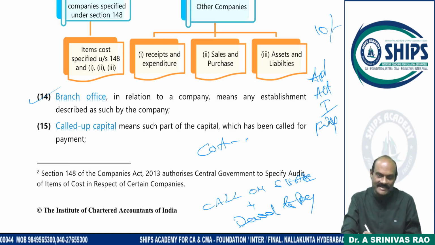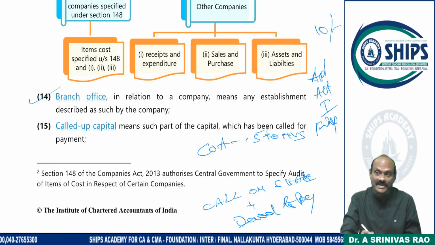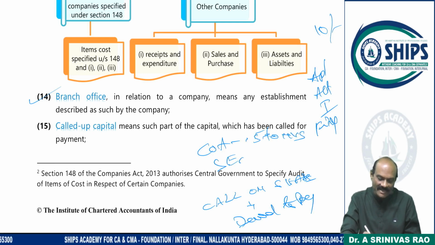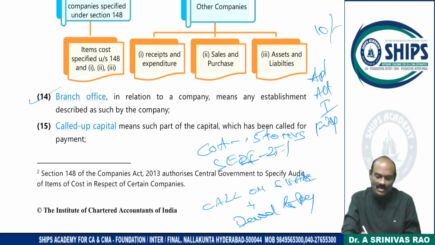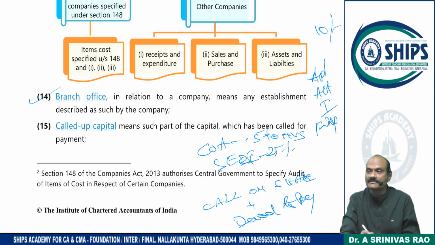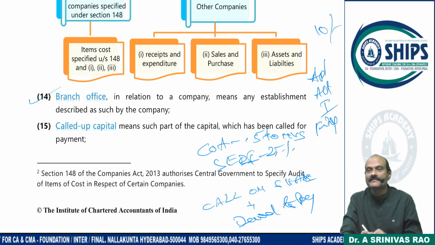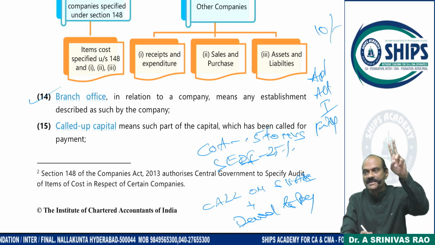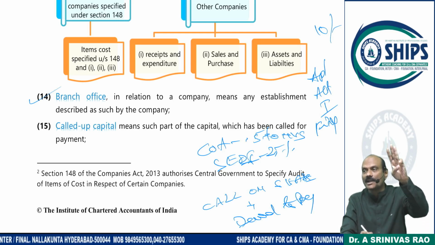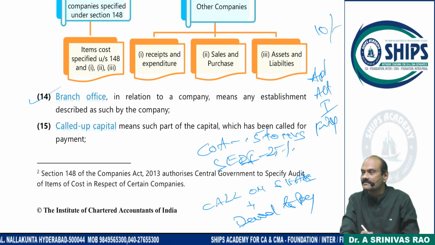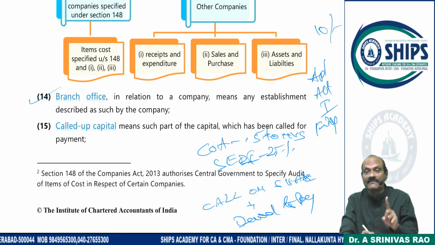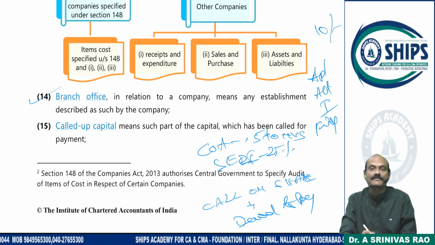Remember, according to Companies Act 2013, not less than 5% of nominal value of the share. According to SEBI, it is not less than 25% of nominal value. Sir, which one do I follow? 5 or 25? Companies Act only permits issue of shares, debentures, acceptance of deposits; follow SEBI guidelines. So application money should be not less than 25% of its nominal value.